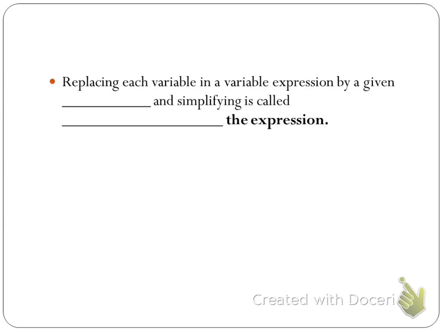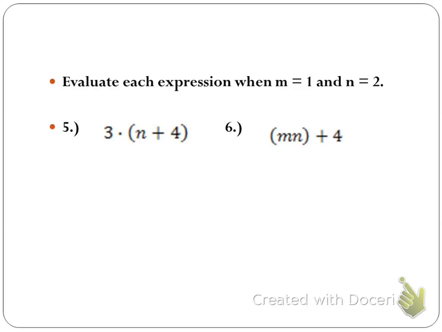Replacing each variable in a variable expression by a given value, and simplifying is called evaluating the expression. Okay, so before we were just simplifying. We didn't have anything with variables. Once we bring in variables and we start plugging in values and then simplifying, we then call it evaluating. More steps. Simplifying and evaluating. They're very similar, but they are two different processes. So we have values for our two variables, and we are going to plug those in to these expressions.